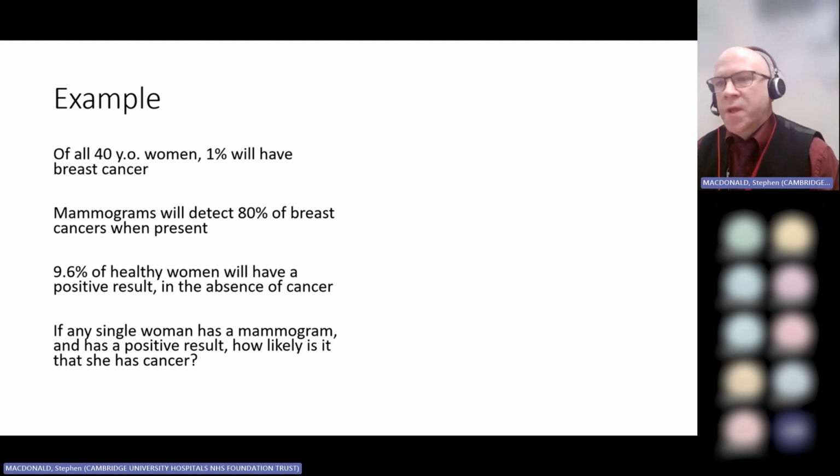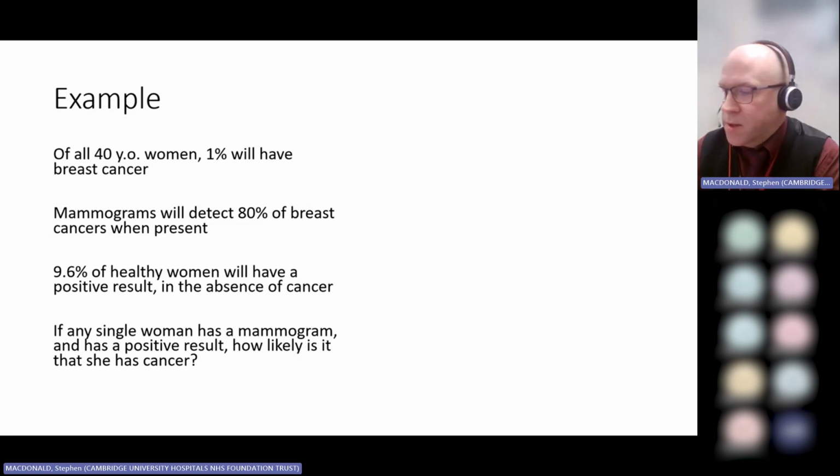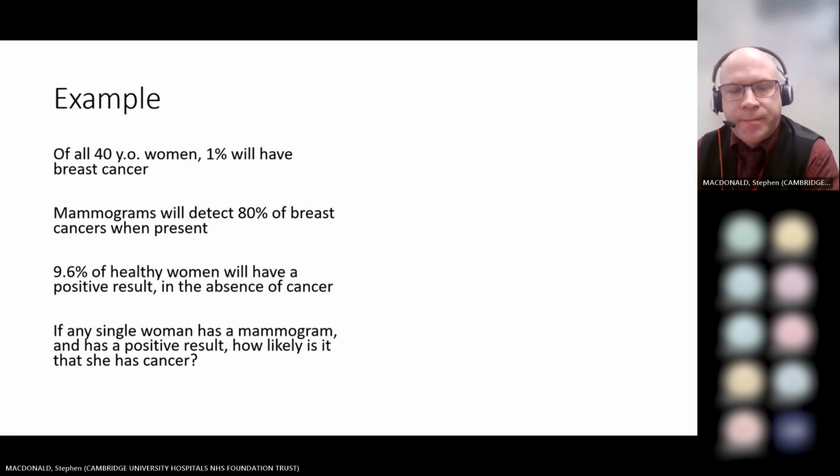Of course, of these tests that are done, 9.6% of healthy women, so let's say 10% of healthy women, will have a positive result when they don't have breast cancer. So I'm going to see if I can give you the chart here. The question I've asked you all is, if any single woman presents and has a mammogram and then gets a positive result, what's your feeling for what the probability is that she has cancer?